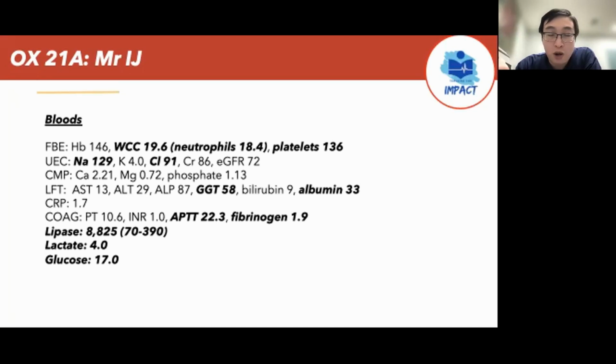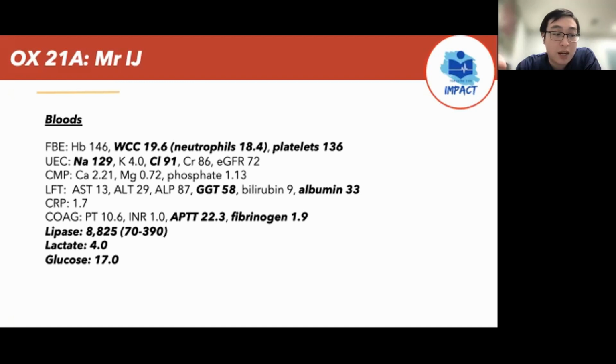So we've gone through hypercalcemia, we've gone through hypertriglyceridemia, which we're investigating using fasting triglycerides. Any other causes that we might want to investigate for? I think that's a pretty good start.